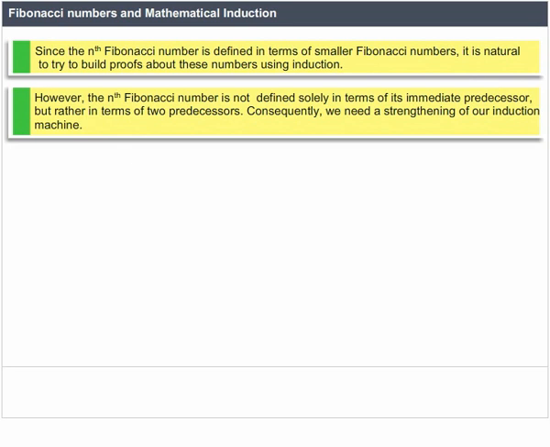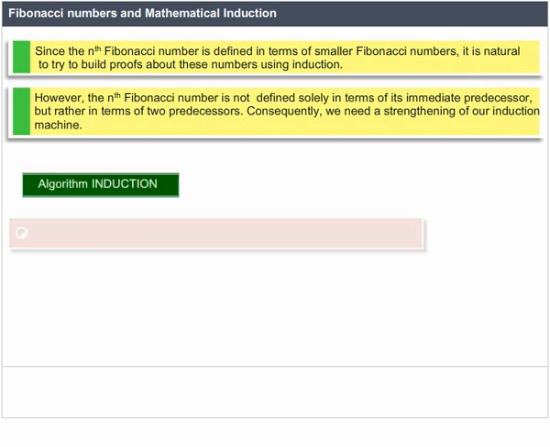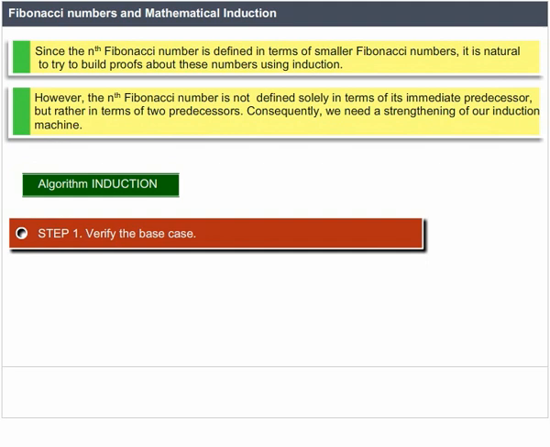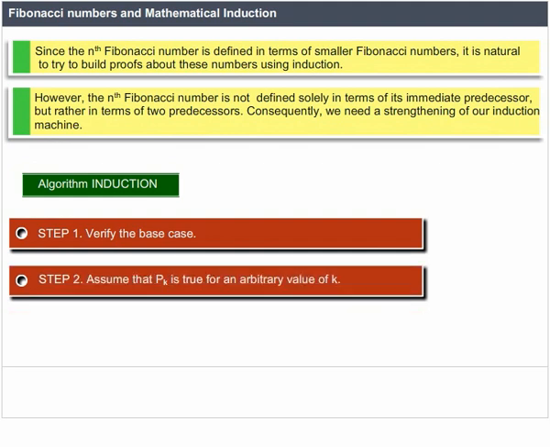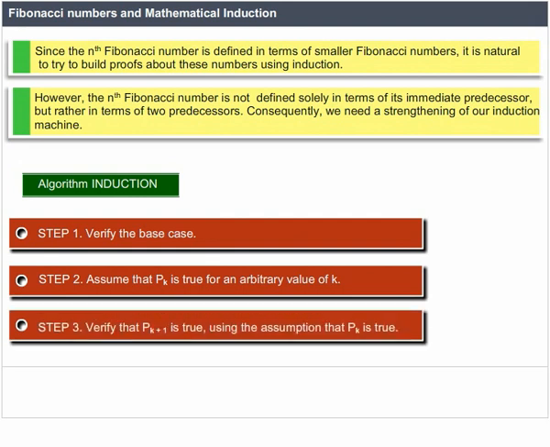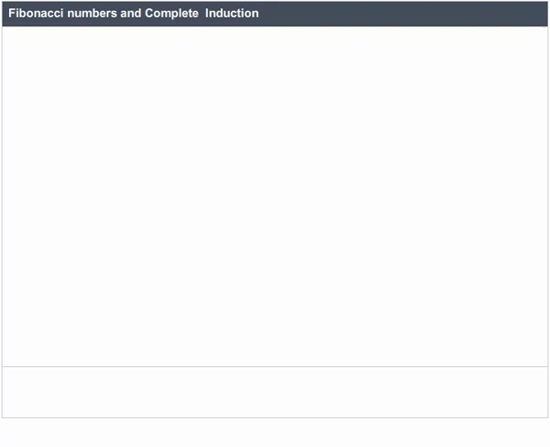Consequently, we need a strengthening in our induction machine. Algorithm. Induction. Step 1. Verify the base case. Step 2. Assume that Pk is true for an arbitrary value of k. Step 3. Verify that Pk plus 1 is true using the assumption that Pk is true. Fibonacci numbers and complete induction.